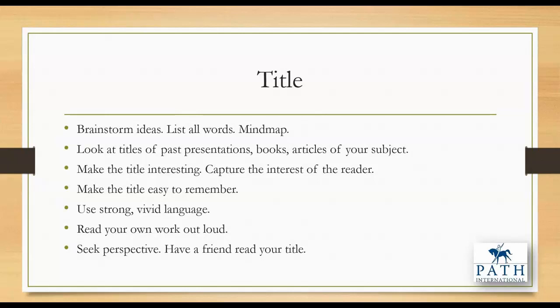Look at titles of past presentations. I didn't pull any out, but you could certainly do that yourself, especially if you've been to other conferences. You can take a look at some of the titles. What catches your interest? What doesn't? You might look at titles of books or articles of your subject. Make the title interesting. Really try to capture the interest of the reader and make the title easy to remember. Typically, titles are 12 to 15 words max. I often do a colon. Like in my title of this talk, Bait: Creating a Catchable Abstract. It kind of breaks it up.